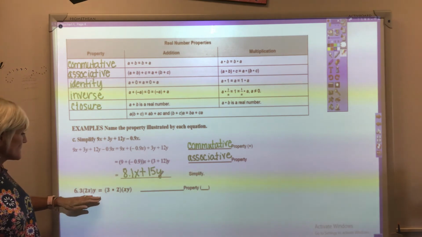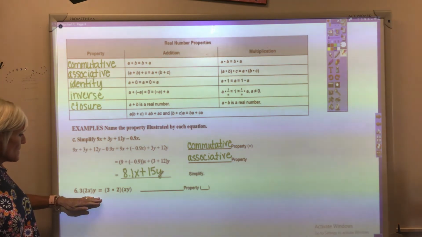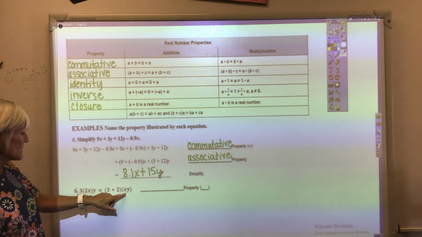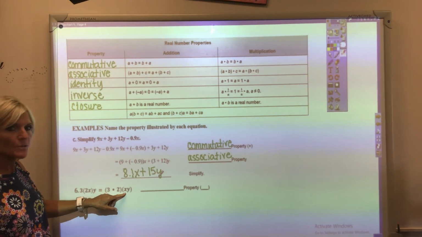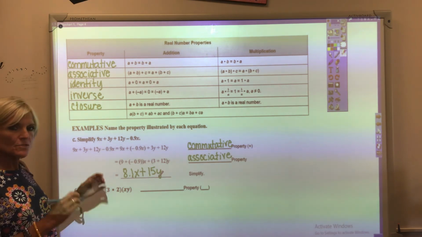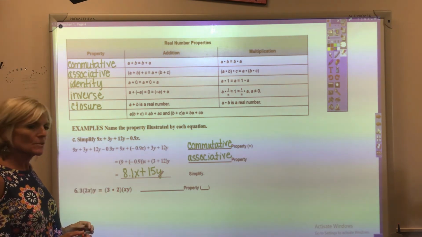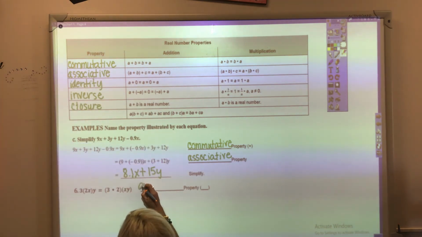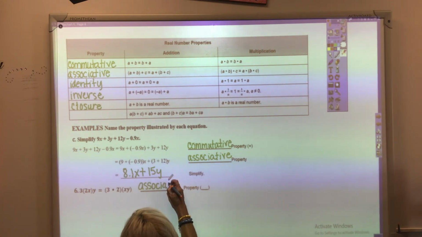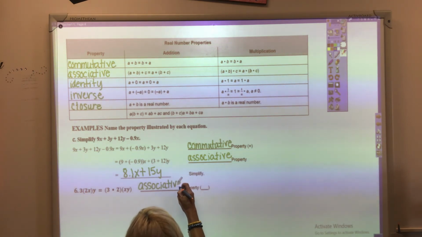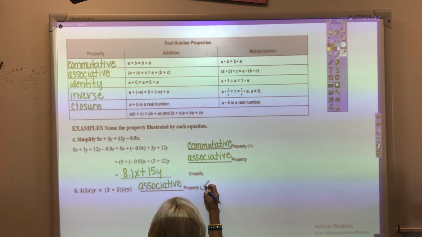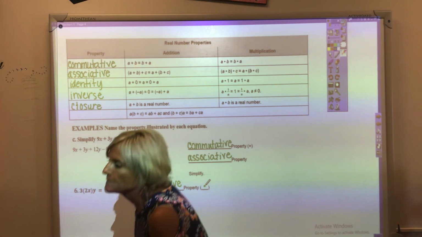Okay, on number 6 of our examples here, you can see that the order of everything is not changing. What is changing is how things are grouped. So when you change your groupings, you are doing the associative property. And this is the associative property of multiplication. So I'm going to put a dot there for times.